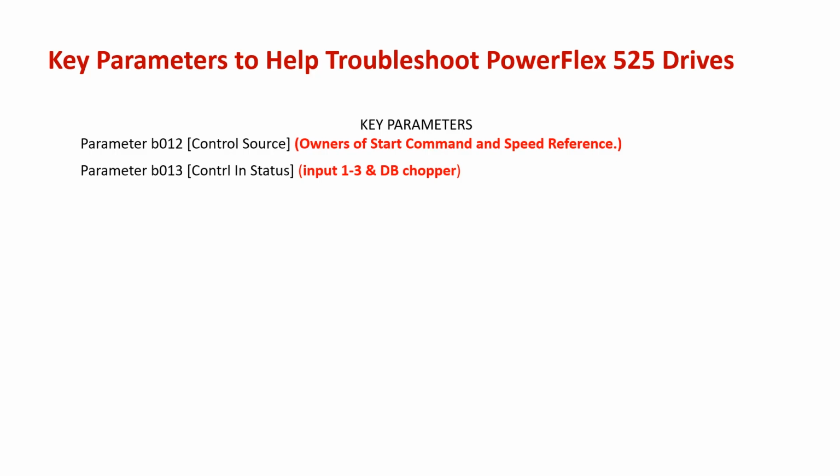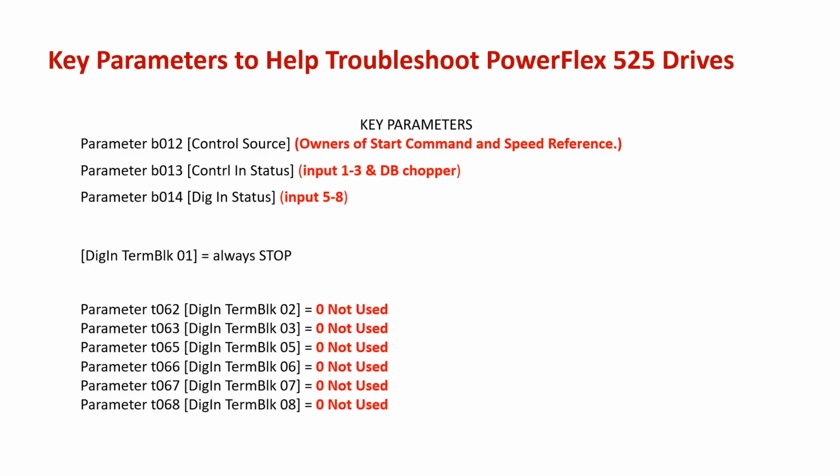Parameter 13 will show us inputs 1 through 3 and the dynamic brake chopper. And parameter 14 will show us inputs 5 through 8 and their configuration. Digital input 1 does not have a parameter, but we will talk about that later. Parameters 62 through 68 are the configuration for the digital terminal blocks 2 through 8.